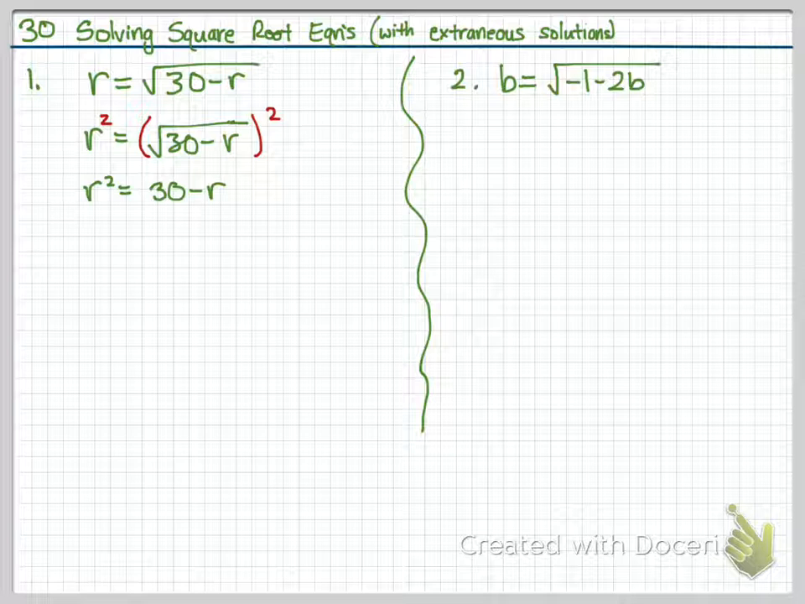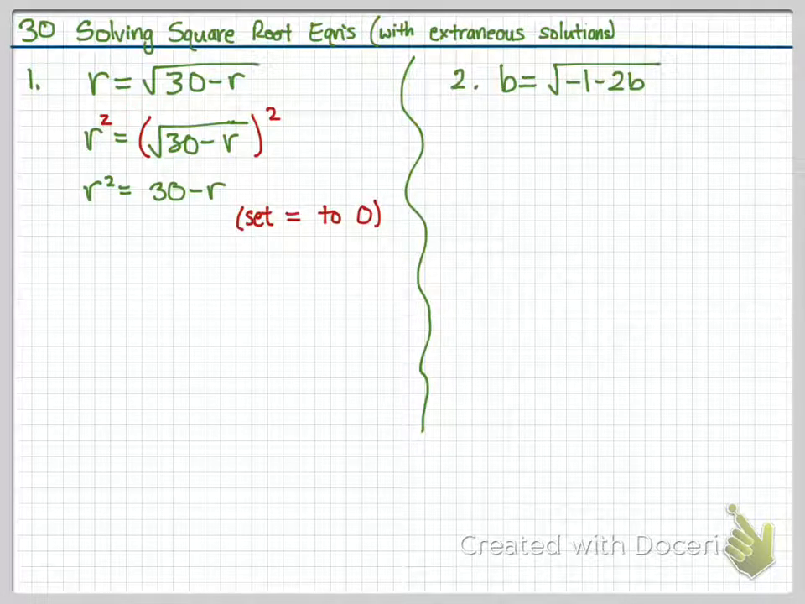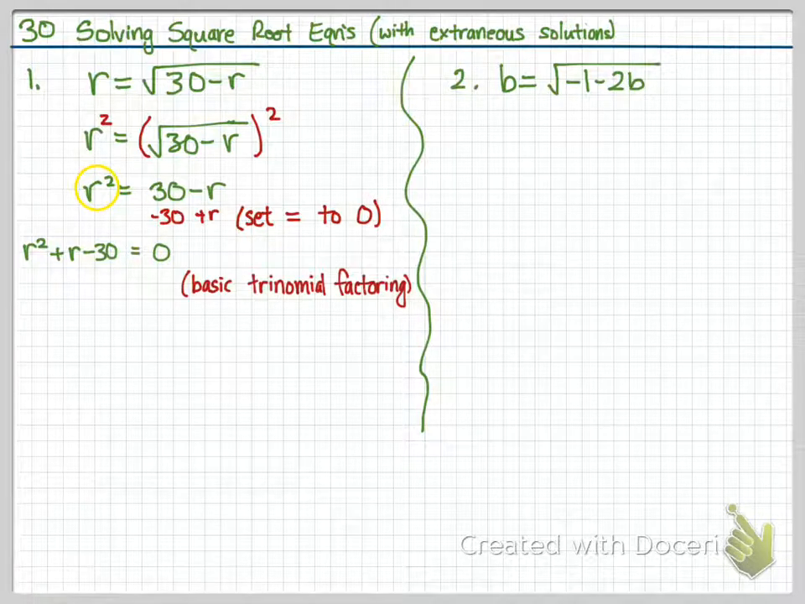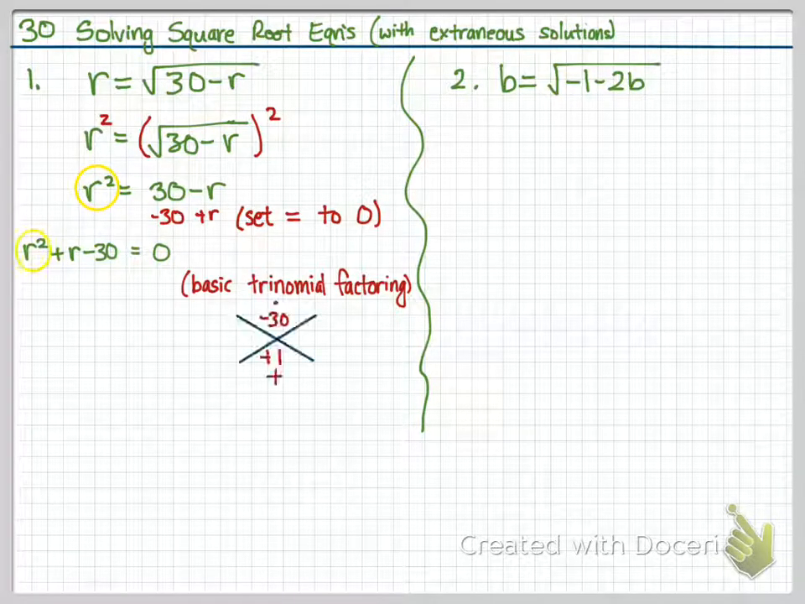So we subtract 30, add the r, and we set it equal to 0. So boom, r squared plus r minus 30 equals 0. I yellow highlighted the r squared because looking at that, it stays positive, and you want that first one to stay positive. If it's a negative r squared, well then it's a more advanced type of factoring. Now that we have r squared plus r minus 30, we get to do what a lot of people like to call the x box, which is basic trinomial factoring.